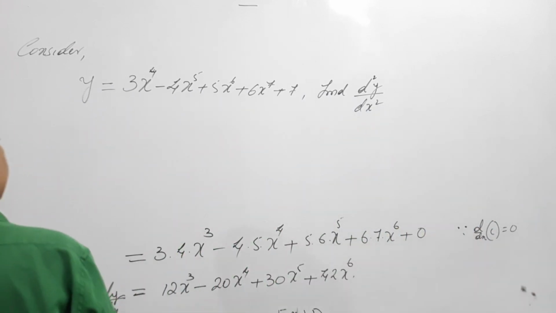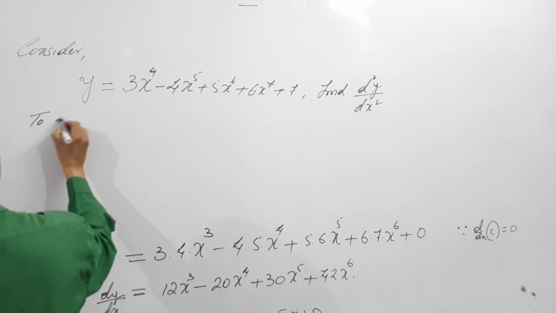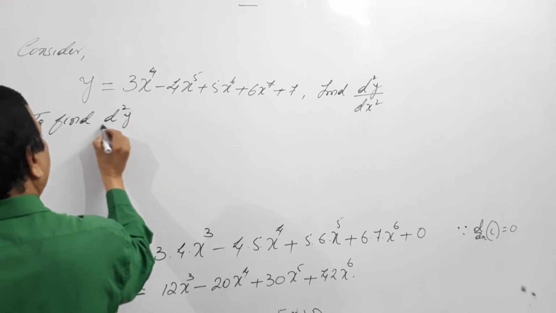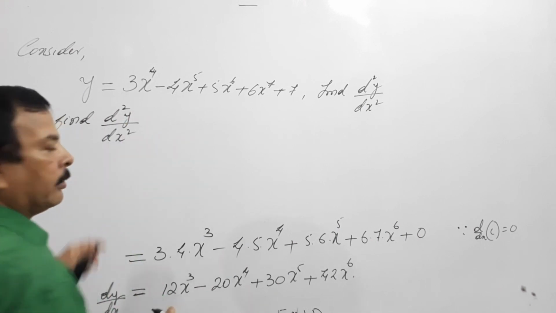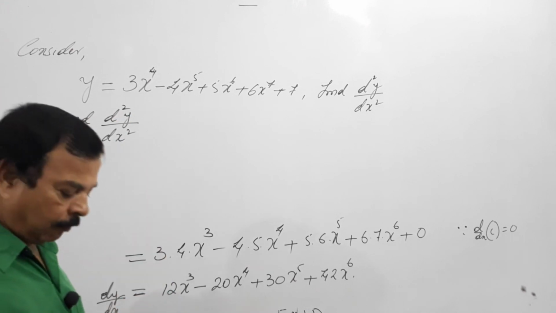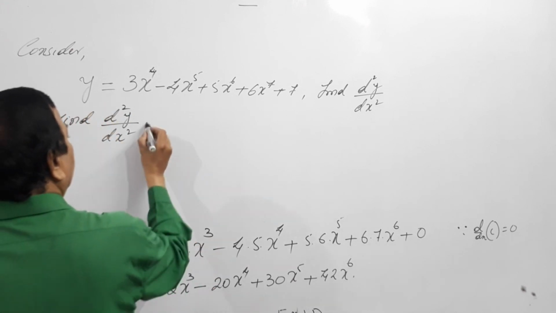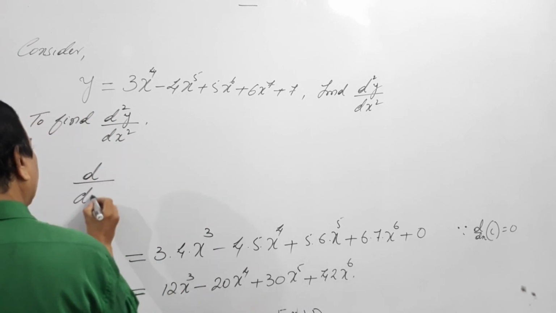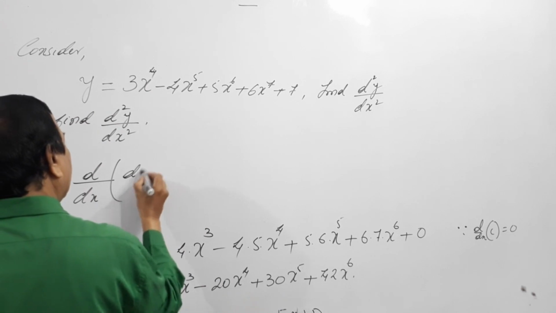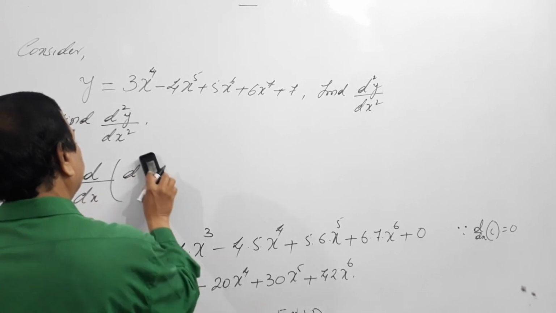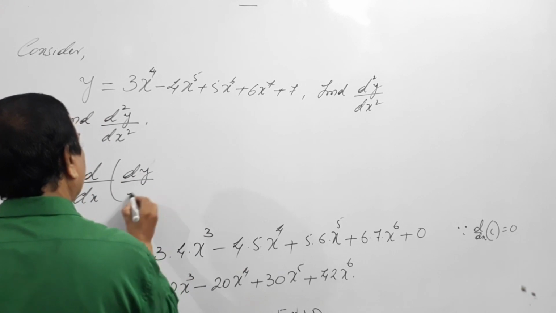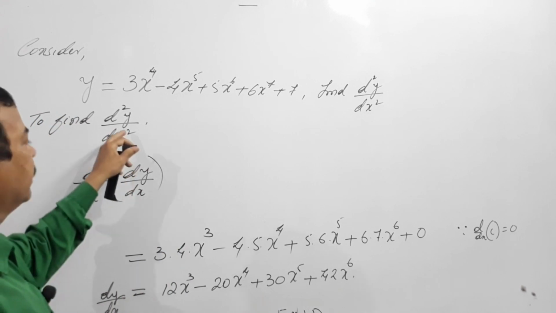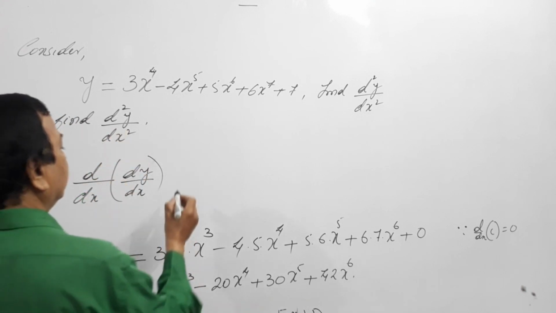So this is dy by dx. To find d square y by dx square. In the examination, no need to write this, only for your reference I am doing this. So d square y by dx square is what? That is d by dx of dy by dx. If you differentiate dy by dx once again, it becomes d square y by dx square. That's the meaning.